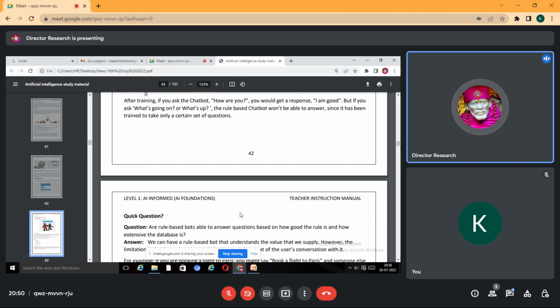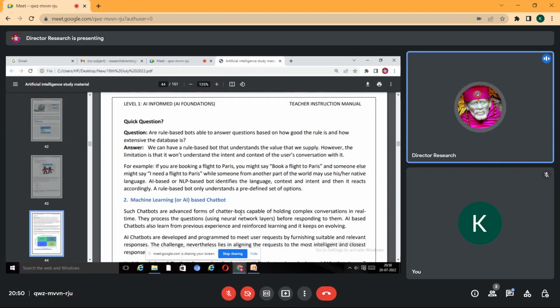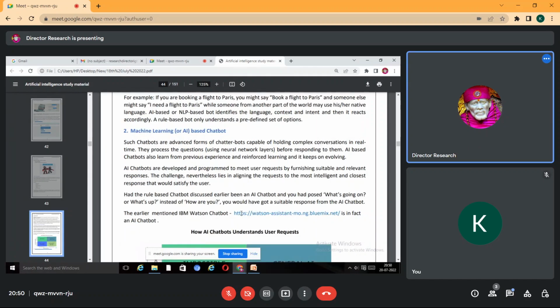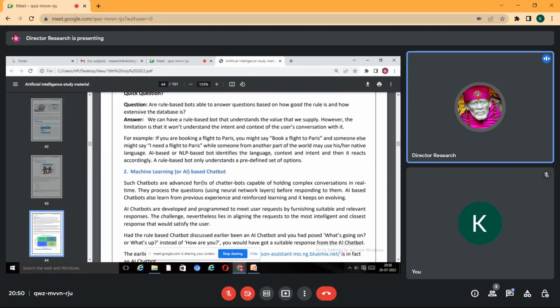Rule-based chatbots are able to answer questions based on how good the rules are and how extensive the database is. We can have a rule-based bot that understands the values that we apply. However, the limitation is that it won't understand the intent and the context of the user's conversation. Natural language processing is important.